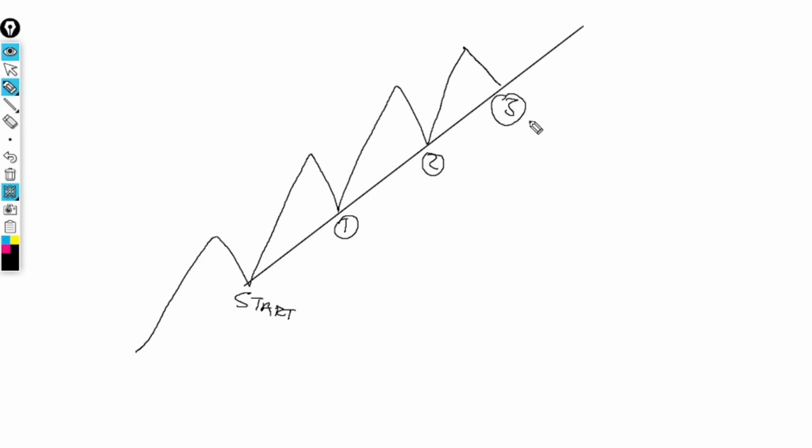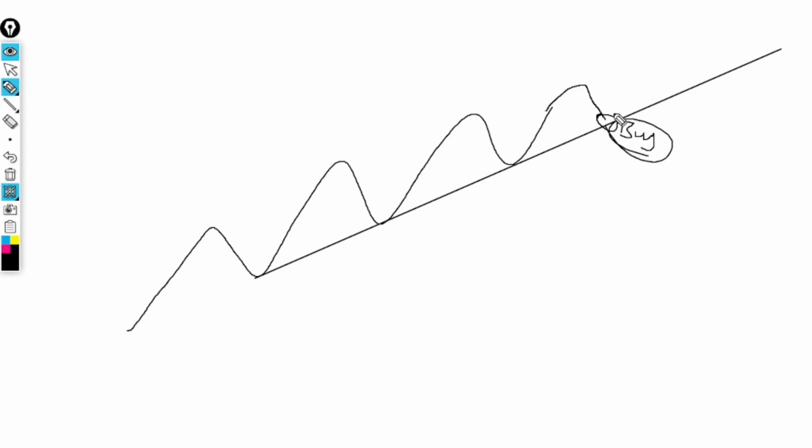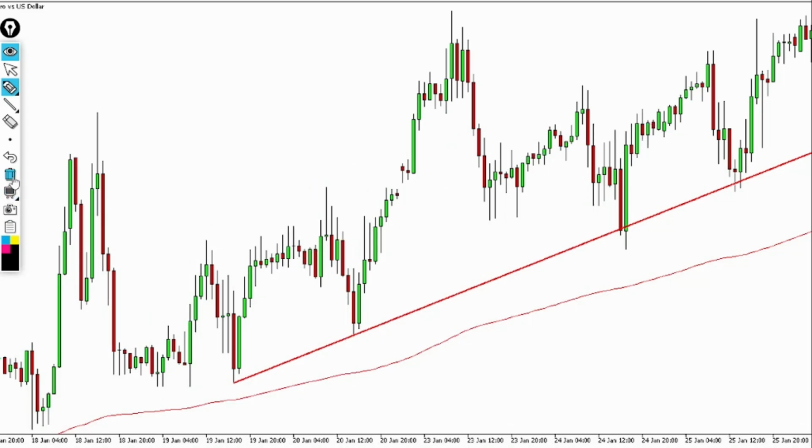If it does, then we buy and expect prices to keep moving higher. You don't just buy because the market came there. You can also wait for candlestick patterns and other things like that, right? So let me show you an example here.